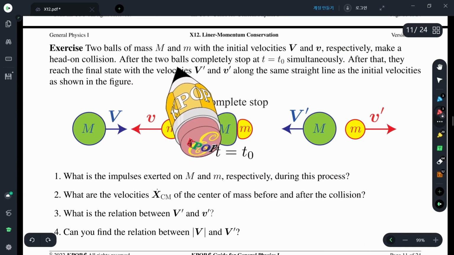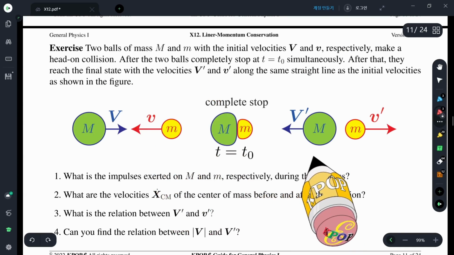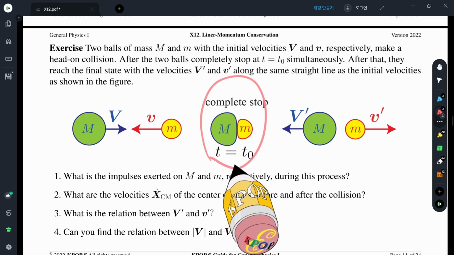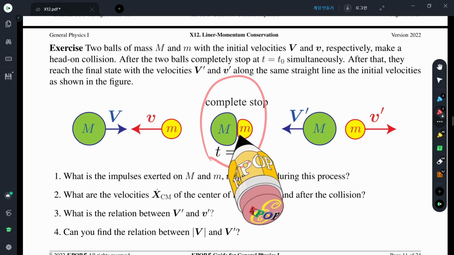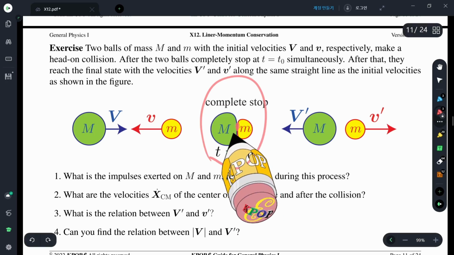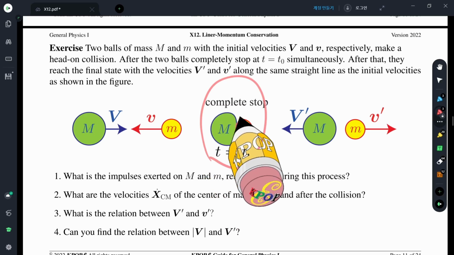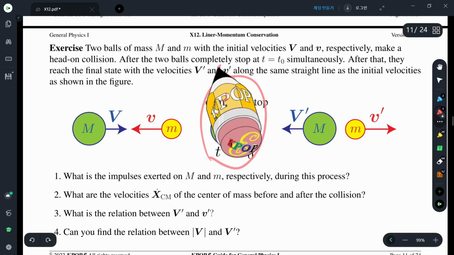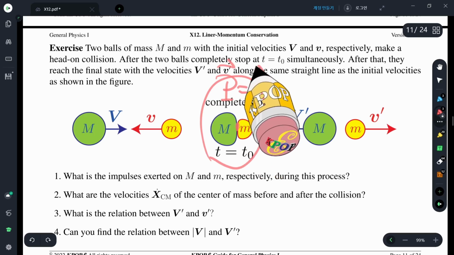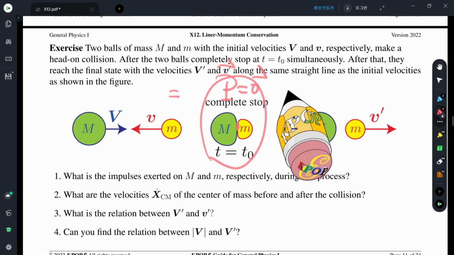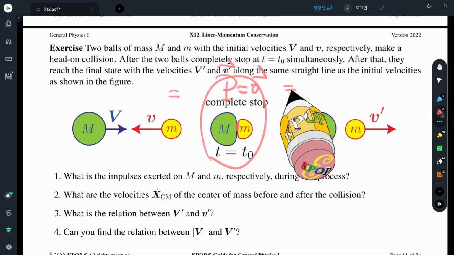So as an exercise, we consider the collision of two particles, and they make a complete stop. This gives a very strong constraint. The center of mass is here, assuming that we do not have a size of the two particles. So the total linear momentum of the whole system is zero. That must be the same as before the collision and the same as the state after the collision.